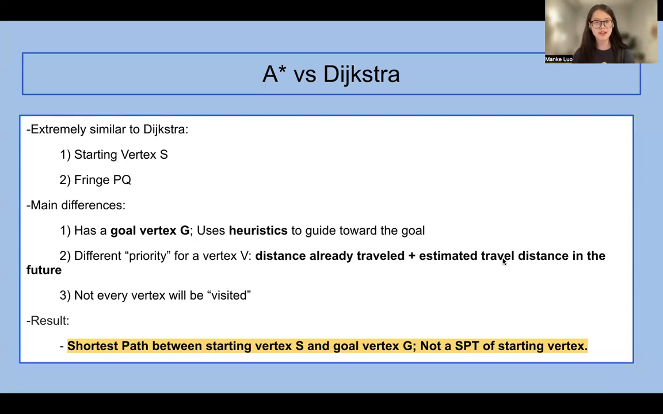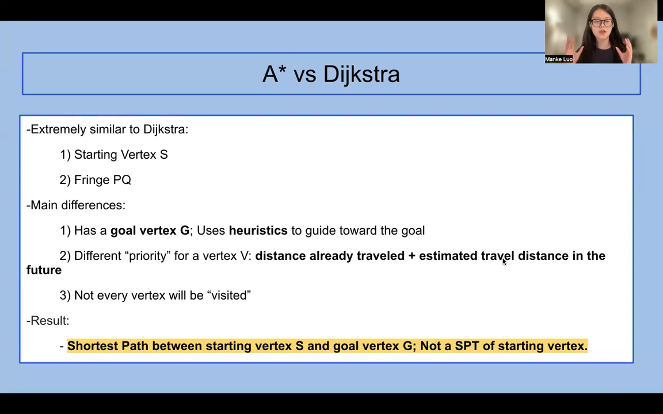Another main difference between A star and Dijkstra is that instead of finding many shortest paths between the starting vertex and the other vertices in the graph, I'm only finding a specific shortest path. That means we want to tag our vertices differently, meaning we want to use a different priority for each vertex. Specifically, that priority has two components. Instead of just having the distance already traveled, so that's your dist2 value, you also add the estimated travel distance between the current vertex you're looking at and the goal vertex. And this estimated travel distance is a value that the heuristic will provide you.